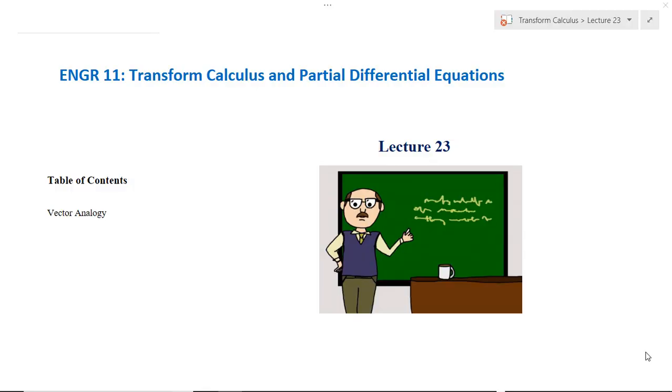Hello guys, we're gonna start our third lecture on chapter 12 today. In this lecture, I'm gonna talk about vector analogy, or representing any arbitrary vector in space using three mutually orthogonal vectors.